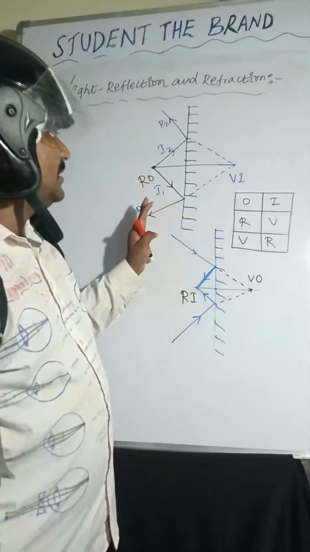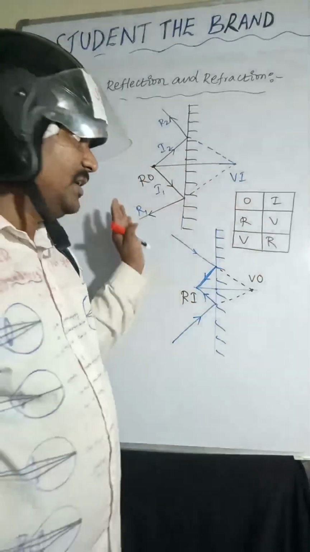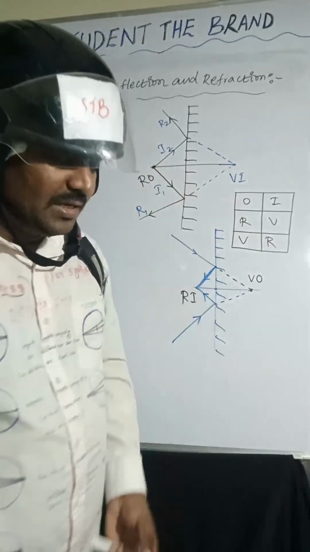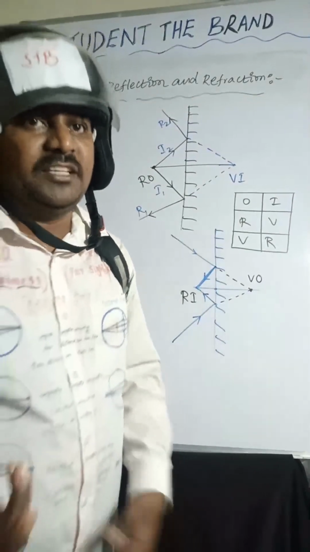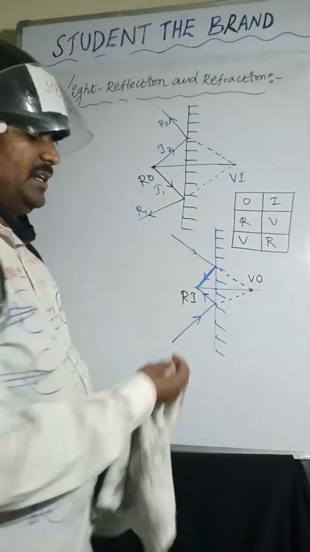So this is about object and image: virtual object and real image, real object and virtual image. And coming to the nature of the image formed by the plane mirror, we will discuss that next.